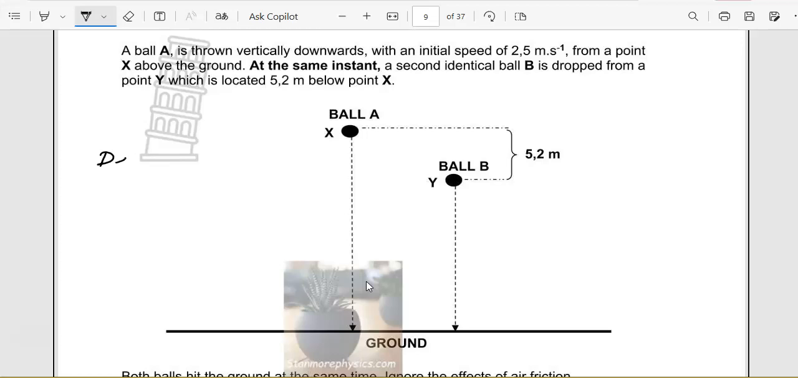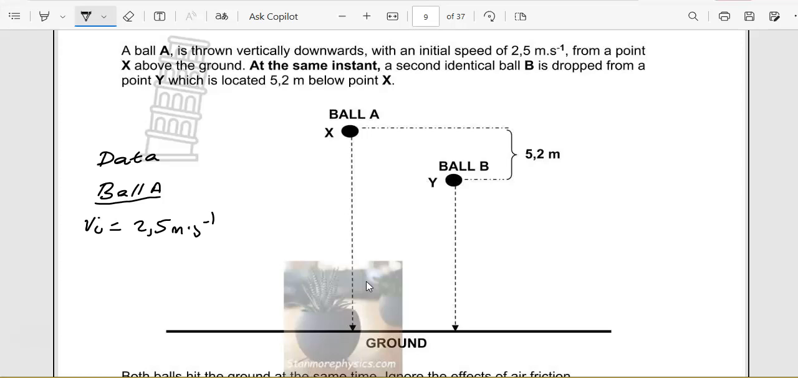Let's do data. Let's start with what was given, starting with ball A. For ball A, what was the initial velocity? They gave us the V initial. V initial is 2.5 meters per second. I'm just going to write it down there. This was the only thing that was given.